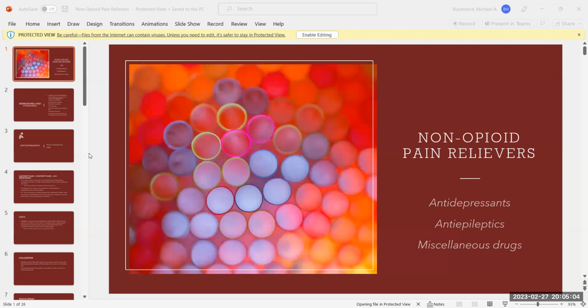Milnacipran is another SNRI that's approved, but only for use in fibromyalgia. There haven't been a lot of head-to-head studies with it and either duloxetine or venlafaxine. So is it better than those others? Hard to say. So the drug with the best evidence base is duloxetine when it comes to neuropathic pain.